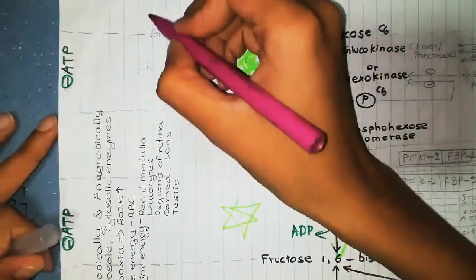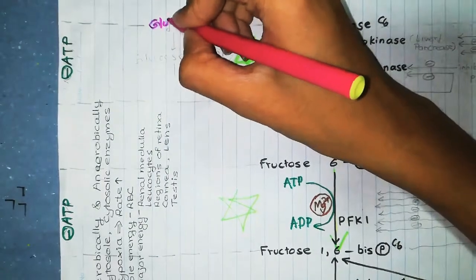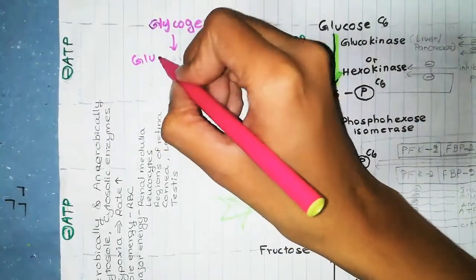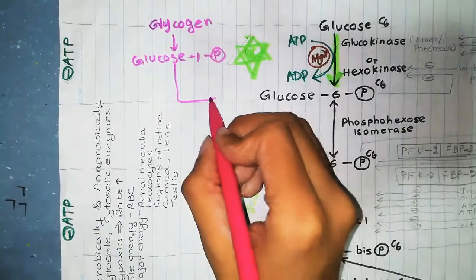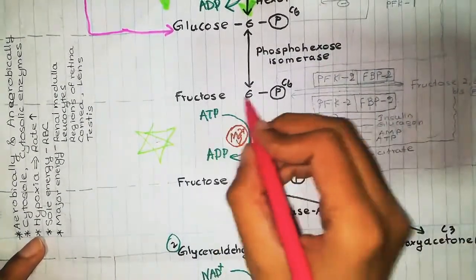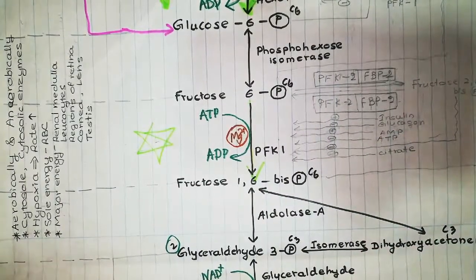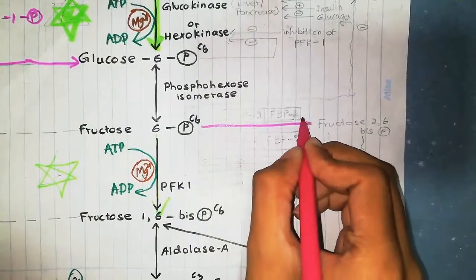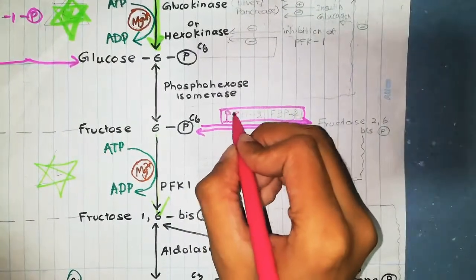Okay, so glycogen, you know that glycogen can participate in glycolysis like this: glycogen into glucose 1-phosphate, like this. Okay, and there are some more steps. Here you can see that fructose 6-phosphate can be converted to fructose 2,6-bisphosphate by the action of a bifunctional enzyme.